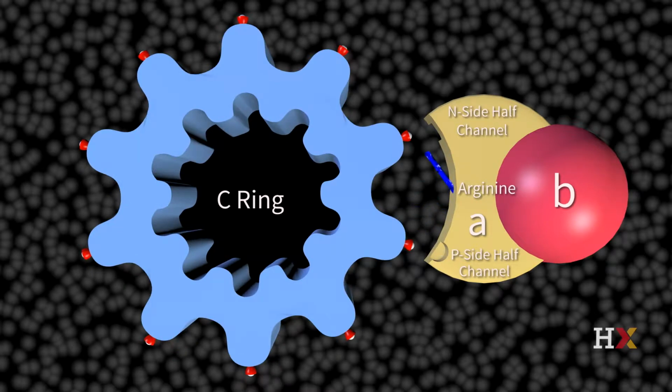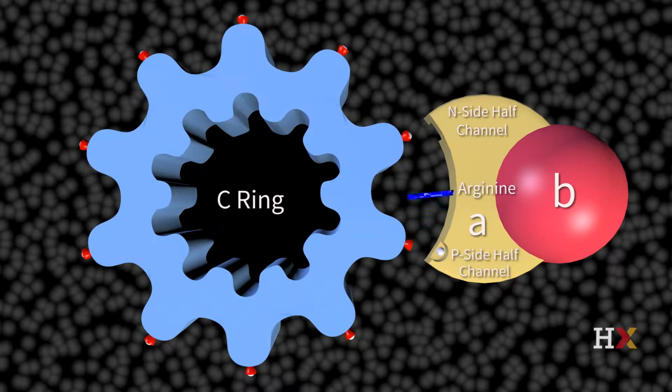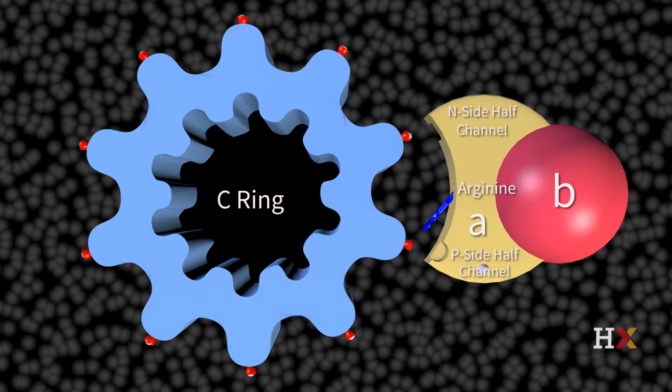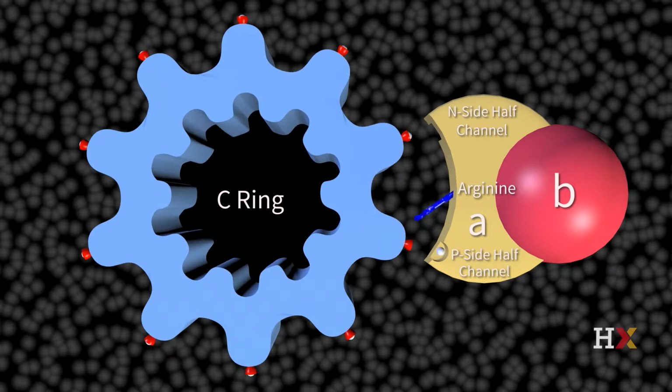The rotation moves the deprotonated aspartate toward the P-side half channel and shifts arginine back to its original state, restarting the cycle of proton import from the intermembrane space toward the mitochondrial matrix. The rotation of the C ring is ratcheted, where each movement of a proton across the membrane corresponds to the rotation of the C ring by one C chain.